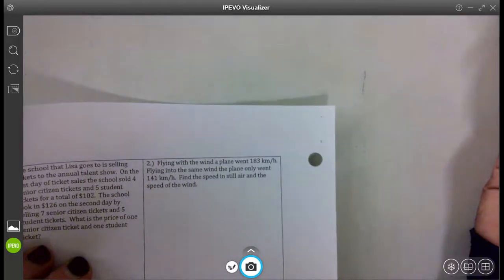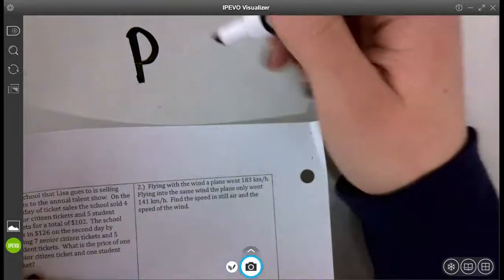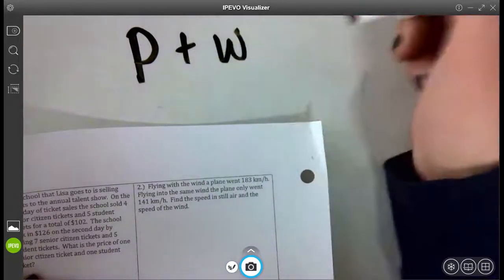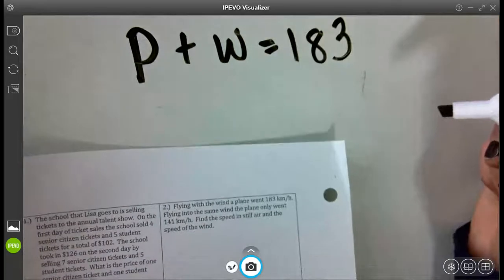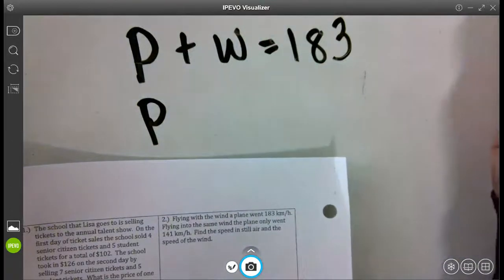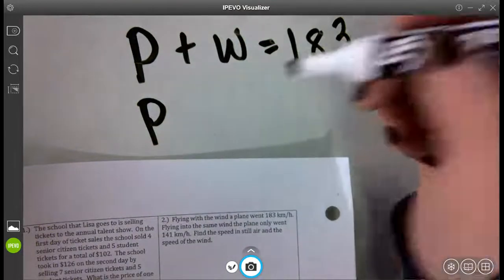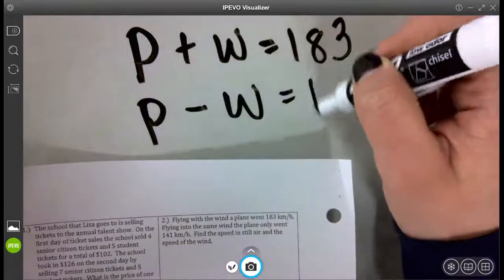Number 2 says, flying with the wind, the plane went 138 kilometers per hour. So that's speed. So you have the speed of the plane, whatever it is, and it's going with the wind. So they're adding on speed, the wind speed, for a total speed. It says flying into that same wind, assuming the plane is going the same amount of speed. If you're going into the wind, it's removing that speed from the plane.